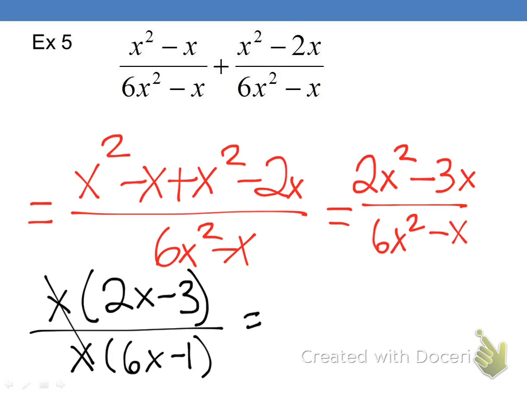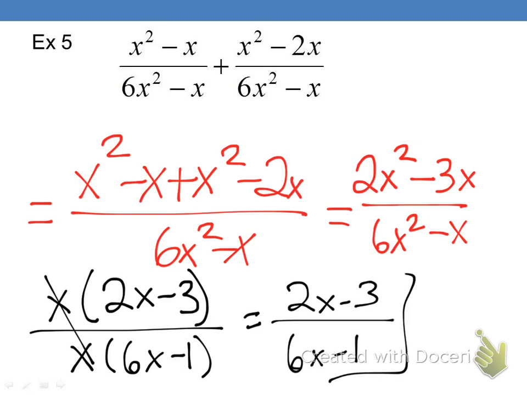As far as the 2 and the 6, that's not going to work unless every term in the top has a 2 and every term in the bottom has a 6, and you factor it out to the front, and then you make it 1/3. Right now we just have 2x minus 3 over 6x minus 1. That's as simple as we get.